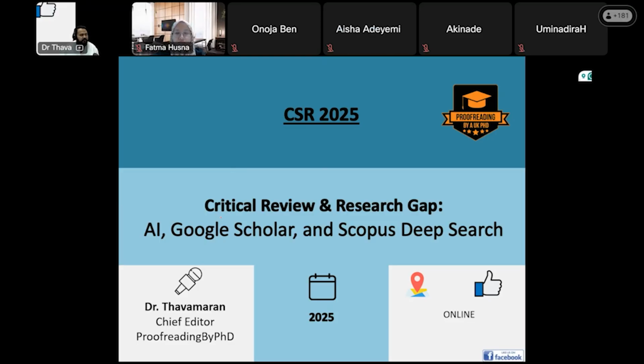And today we're going to focus on critical review and research gap, application of AI, Google Scholar, and Scopus as well. Not Scopus AI, that will be the next class. I'm still exploring Scopus AI, but this will be more on Scopus database search, how to combine all these features to get what we want. That's the whole goal today, especially on critical review and research gap.